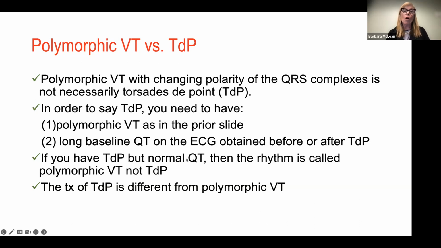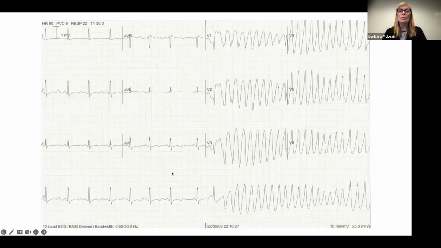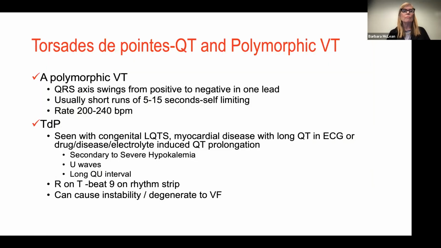But if you have a long QT and you have an R on T phenomenon in TDP, you're going to treat that very, very differently. So let's take a look at this patient. You can see that your patient fired on R on T, and you're looking at a 12-lead EKG. So let's look down here at the rhythm strip, and you can see fired R on T, kind of has a long QT syndrome here, fired R on T, and now you've got the twisting of the points that we're going to call torsade de pointes.